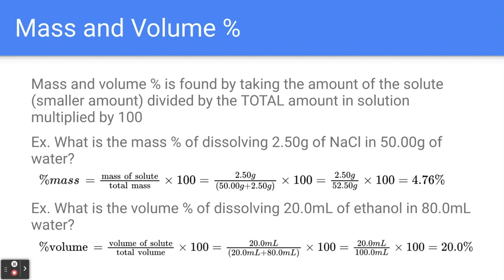The next one is volume. Volume works the exact same. You're going to take the volume of what we're looking at divided by the total volume times 100. So in this case, we're looking at 20 milliliters of ethanol dissolved in 80 milliliters of water. So 20 milliliters divided by 100, because 20 plus 80 is 100, times 100 gives us 20%.